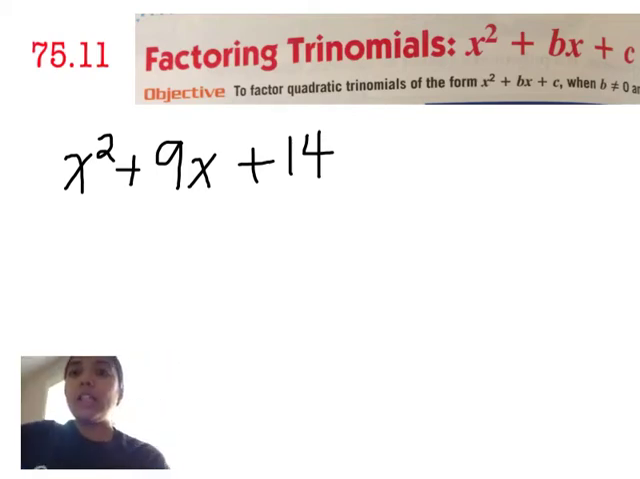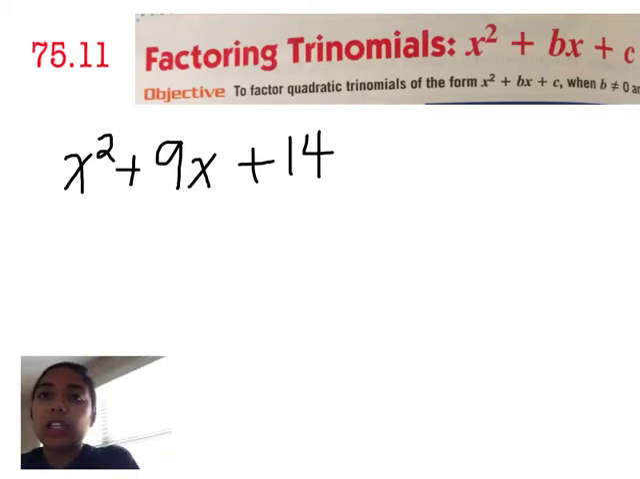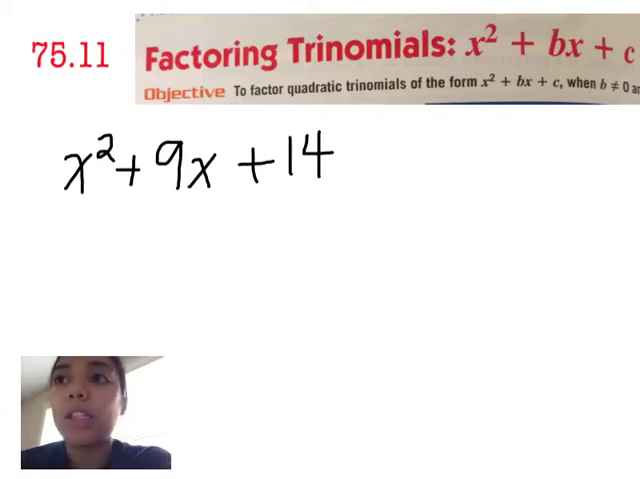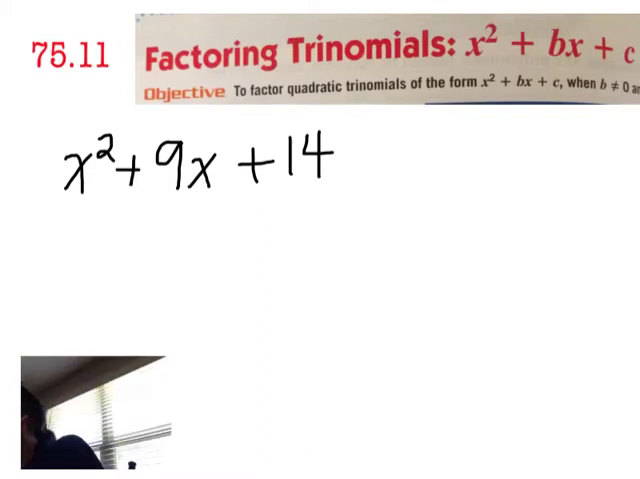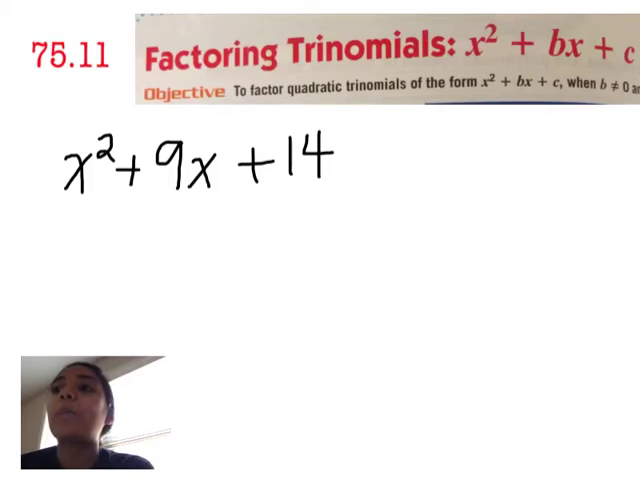Alright, this is chapter 5, lesson 11. You should be in 7th grade if you're watching this. It's called Factoring Trinomials, x squared plus bx plus c. To factor quadratic trinomials of the form x squared plus bx plus c, when b does not equal 0 and c does not equal 0.